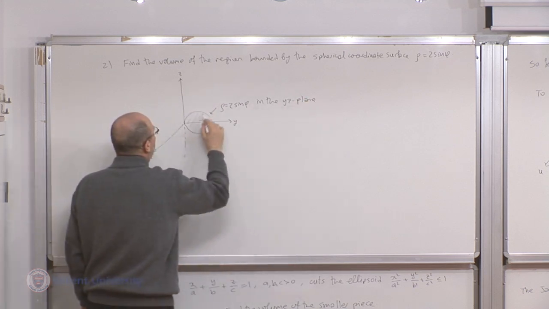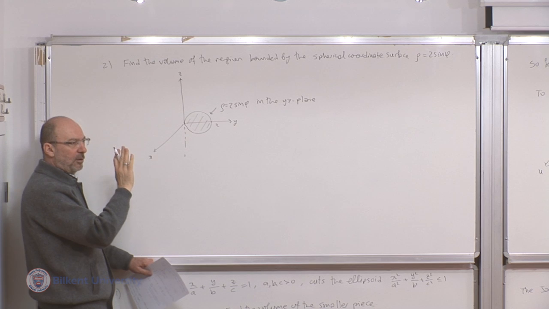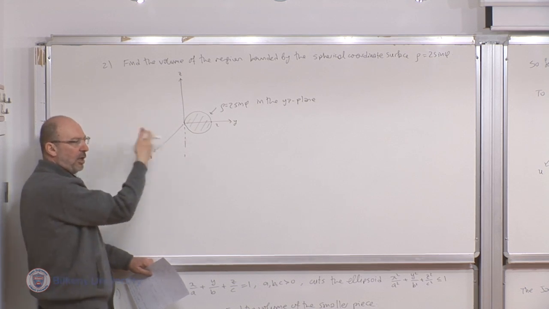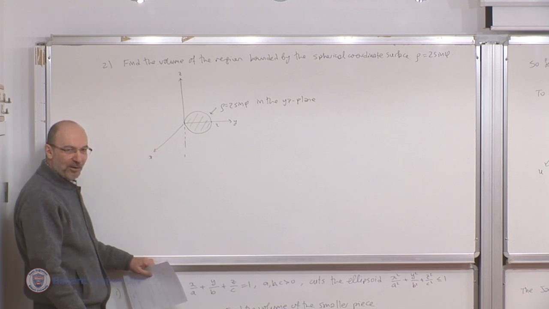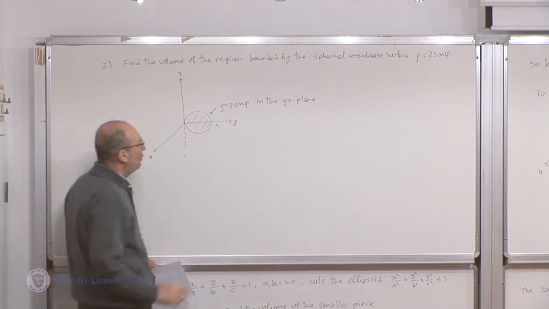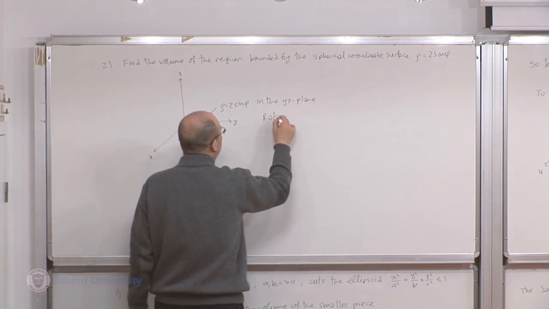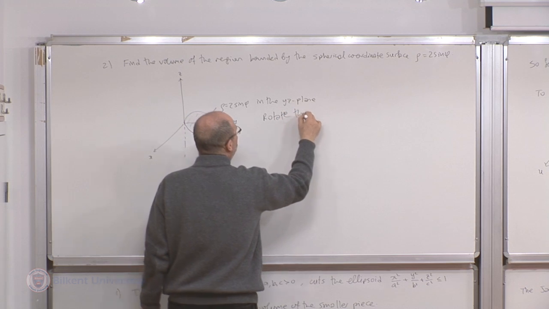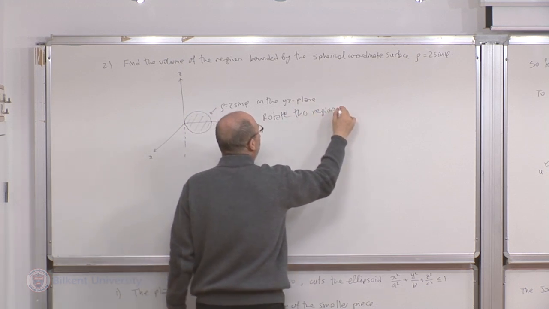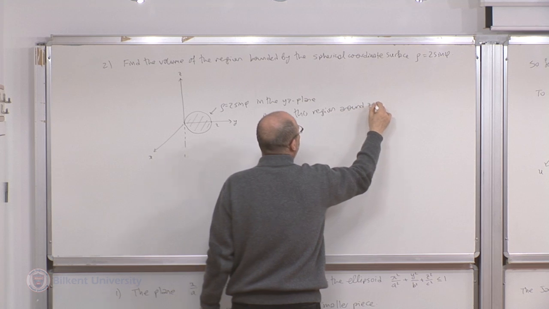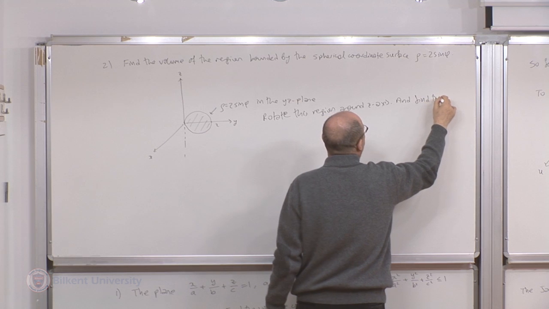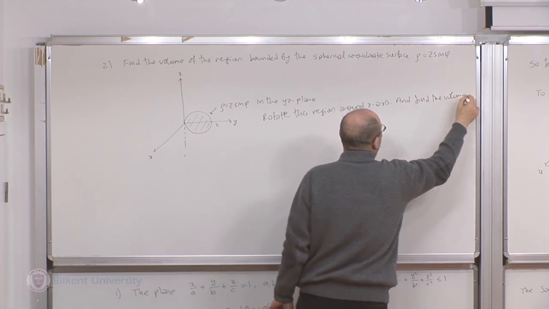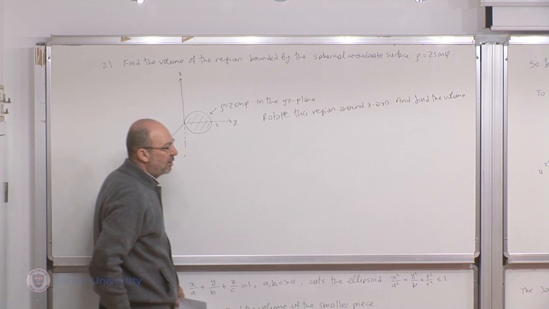Okay, so now this is the region. Theta is free, so this thing is rotated around the Z axis. So you obtain a symmetry without a hole in it. And we have to find the volume of this. Rotate this region around the Z axis and find the volume. That is how the problem now translates.